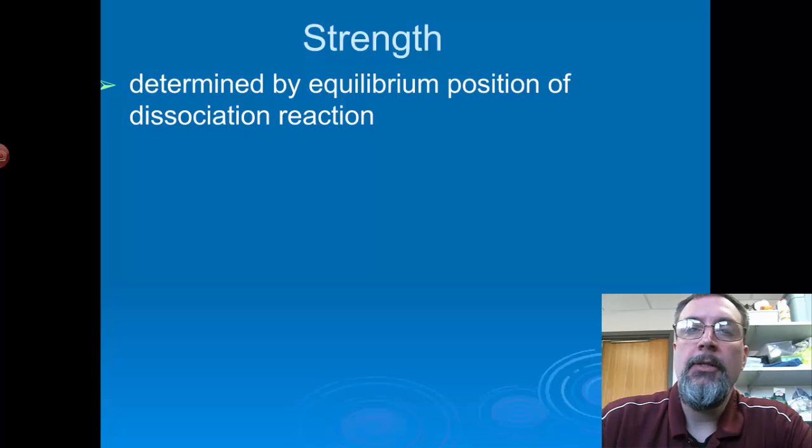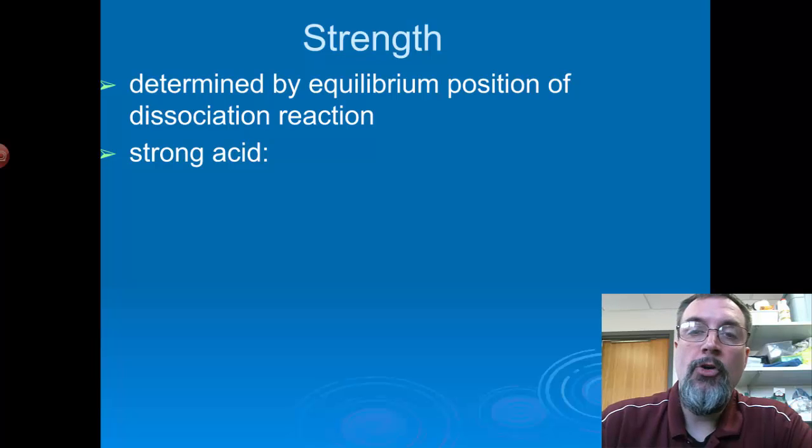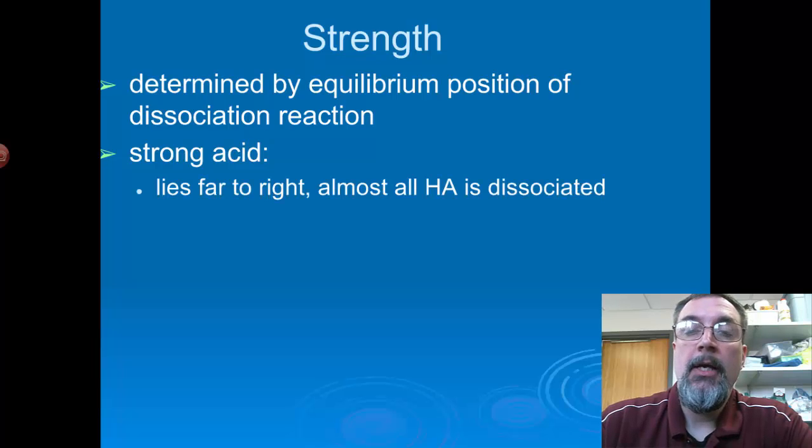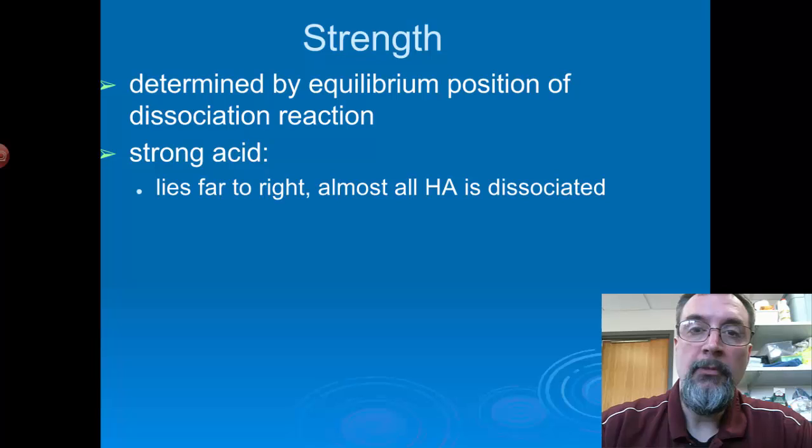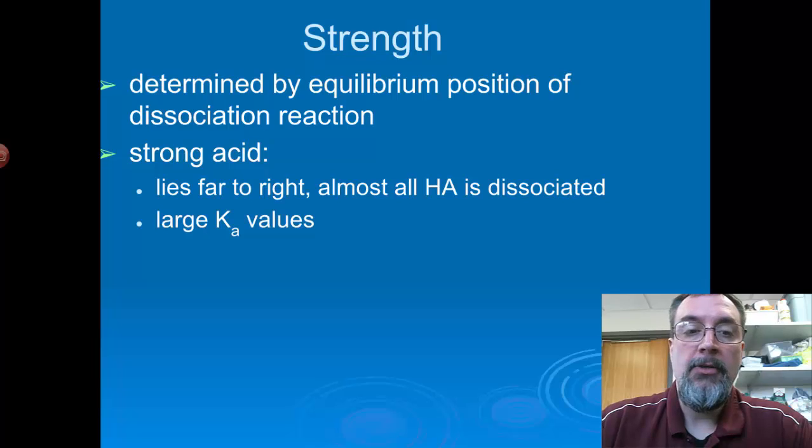It has nothing to do with concentration. What it has to do with is the equilibrium position of the acid's dissociation reaction. Okay, so a strong acid is defined as an acid that almost completely dissociates. In other words, all of its H+ are given to water. And that means that the equilibrium position of this acid's dissociation lies very, very far to the right. Almost all of it dissociates.